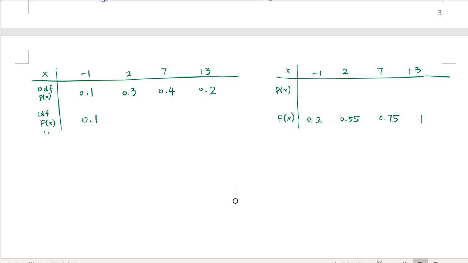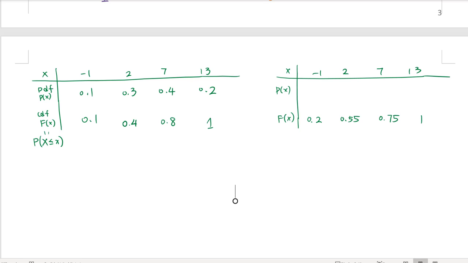Remember, this is the probability that X is less than or equal to the small x. So the probability X is less than or equal to -1 is 0.1. And when x is less than or equal to 2, we just add these two together, so we get 0.4. To get this number, we add these two together, we get 0.8. And to get this number, we add those two numbers together, we get 1. So this is the CDF.